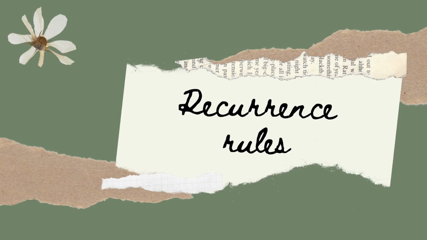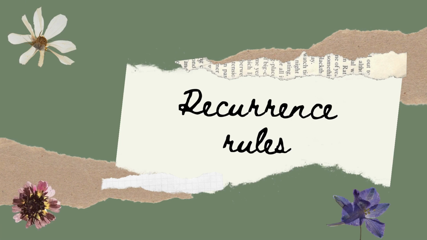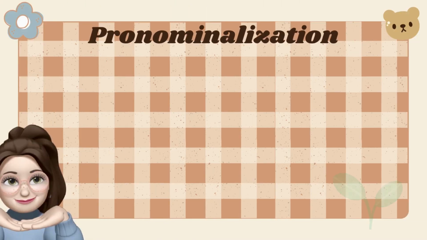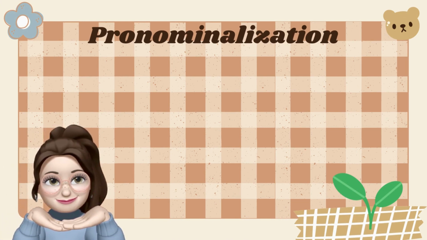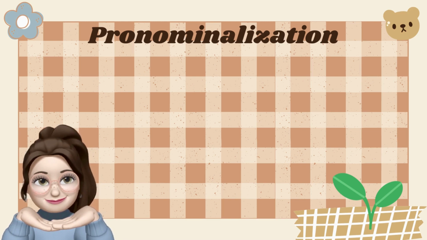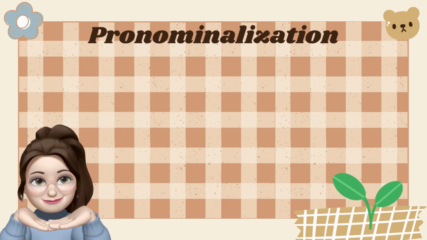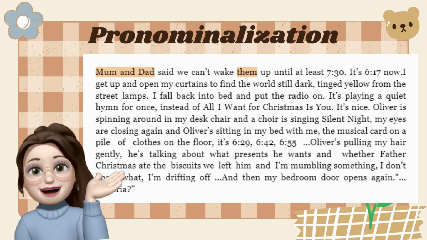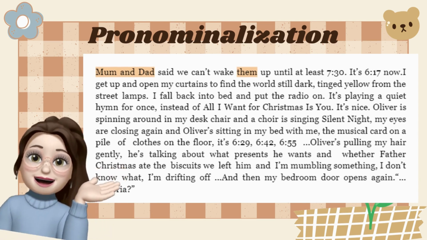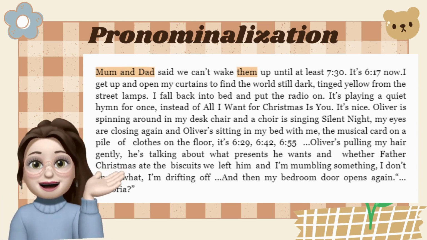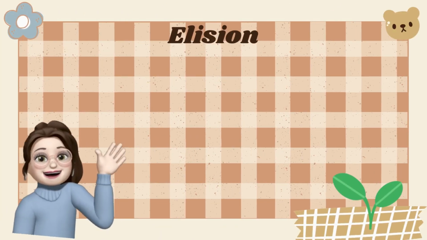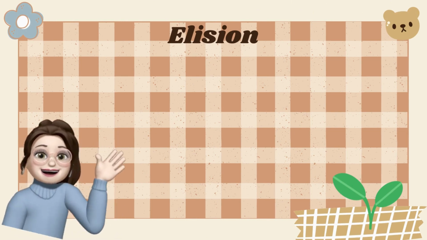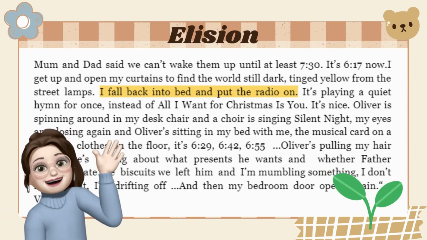Regarding the recurrence rules used in this text, we found the following examples. Pronominalization, that is an anaphoric procedure. This feature consists of the use of pronouns to refer to a unit that was introduced earlier. For example, "Mom and Dad said we can't wake them up until at least 7:30." Here, the units Mom and Dad were replaced by the pronoun them. Then, there is an elision, which is the omission of the subject in compound predicates: "I fall back into bed and put the radio on."